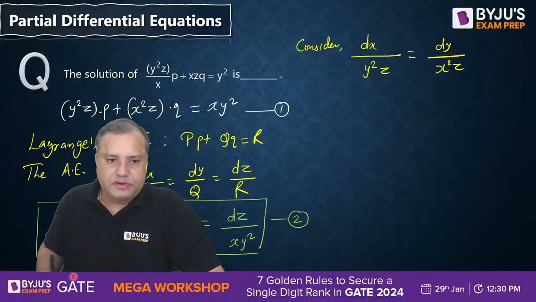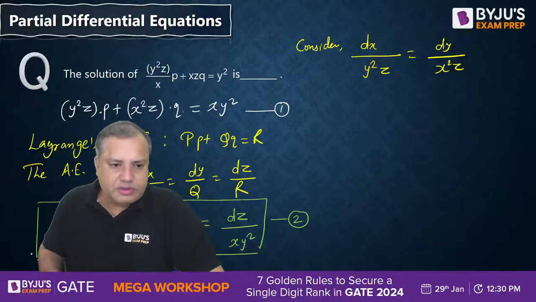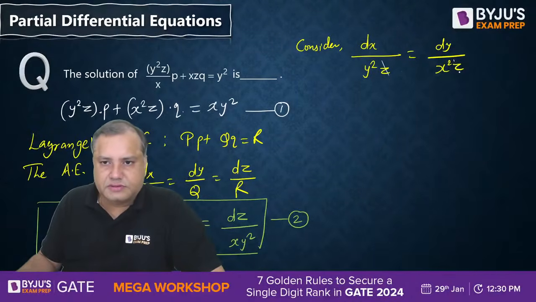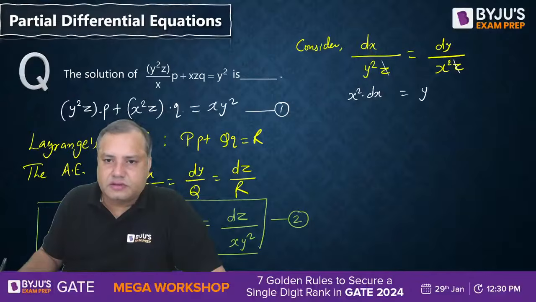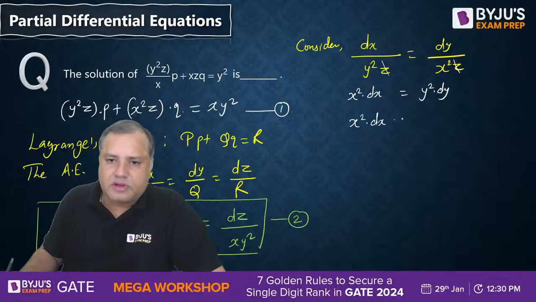Now see here, we can strike out this z on both sides. There. Separate the variables. x square dx equal to y square dy. x square dx minus y square dy equal to 0.